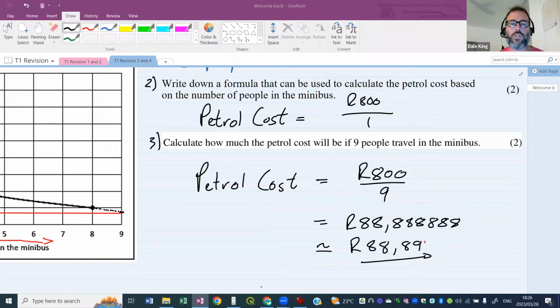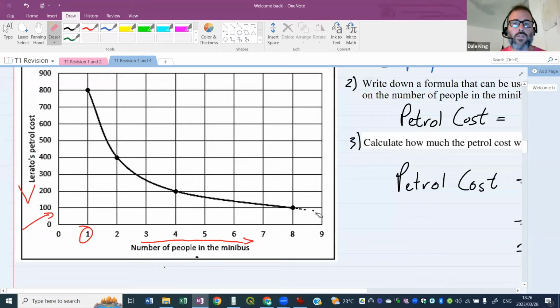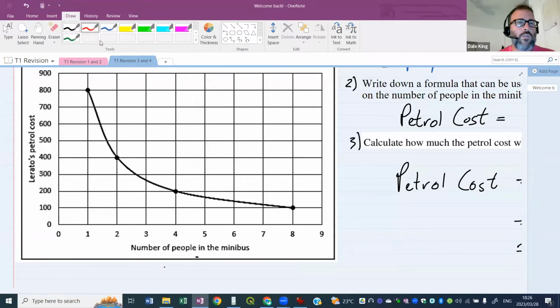Okay, good question. All right, so we used the graph to help us here. And if we can move over to the graph, there we go. So we use the graph to help us here. Now I'm going to remove a whole lot of stuff first so we can better look at this graph. Good question. So the first thing was the question gave us that there was 800 Rand at the top, that first point, and that was for 1 person.